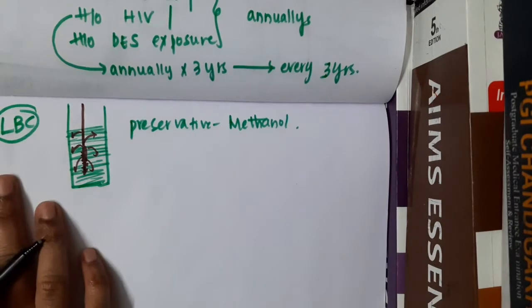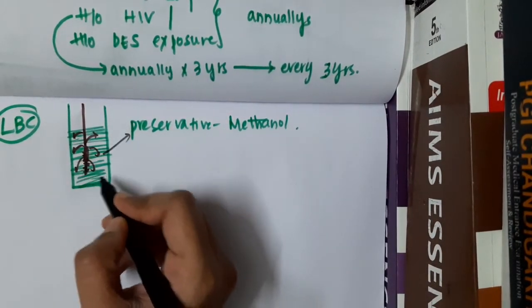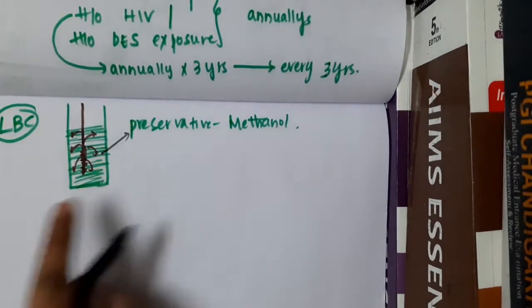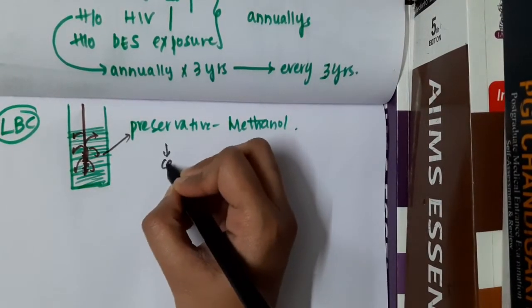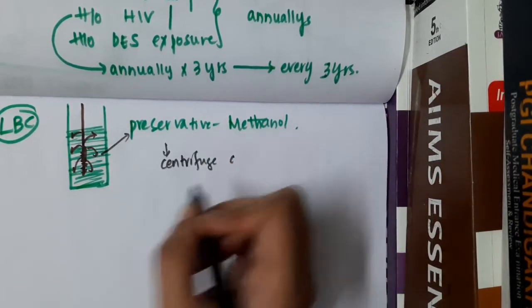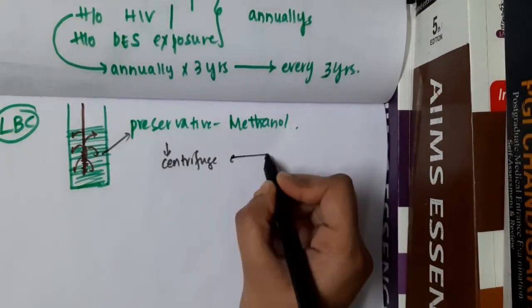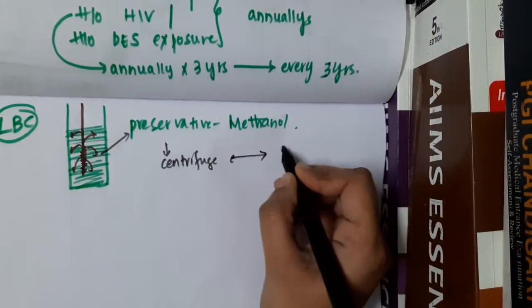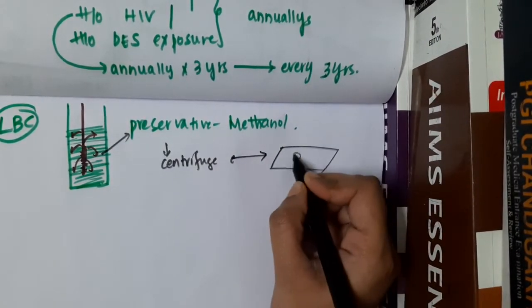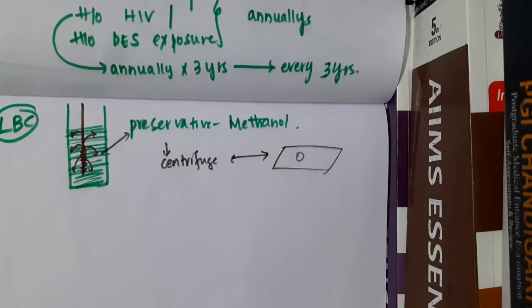In liquid based cytology, the specimen is put in methanol. Then we will have to centrifuge it. You will have to remember, I forgot to tell you, you will centrifuge it. And once you centrifuge it, the cells will be easy to visualize. With the help of the centrifuged sample, you will prepare a slide and you will visualize it under the microscope. That is liquid based cytology.